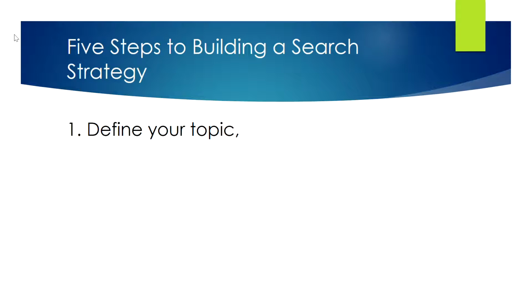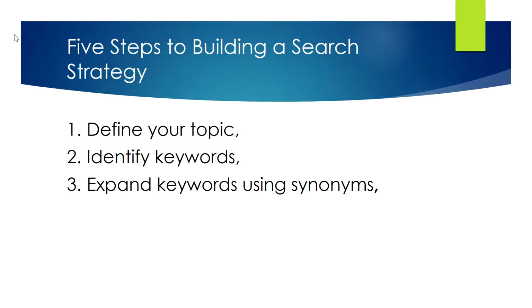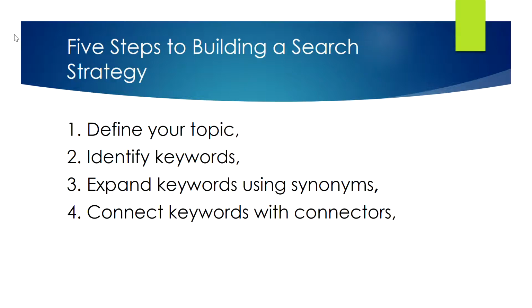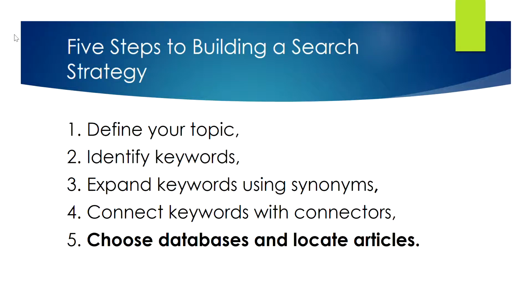As you will recall from our previous videos, there are 5 steps to building a search strategy. One is to define your topic and write a narrative research question. From that question, we can identify our initial keywords. Then in part 2, we talked about how we can expand those keywords using synonyms and related terms. In part 3, we talked about how we connect those keywords with connectors such as and, or, and not. And now we're going to talk about how we choose databases to locate articles, books, and the other types of sources that you might need for your research.